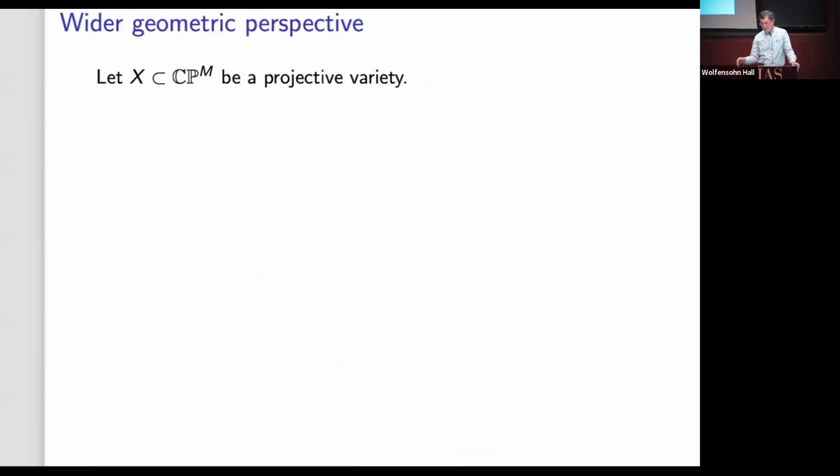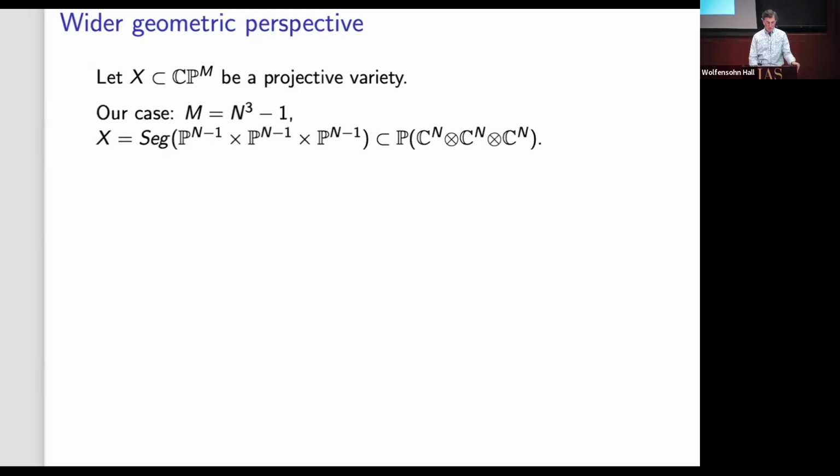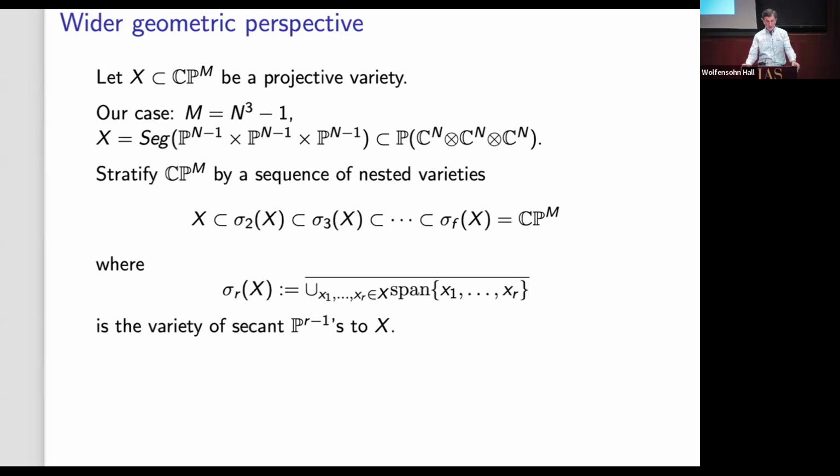So let's view this in a wider context. I like to work over complex numbers, and I like to work in projective space. Both of these are because I'm lazy. A polynomial over the complex numbers has solutions. Projective space is compact. So I have a projective variety, just a zero set of a collection of homogeneous polynomials. In our case, the variety is the rank 1 tensors, also called the Segre variety. And we're stratifying, but for now, X can be any projective variety. We get a stratification by varieties.